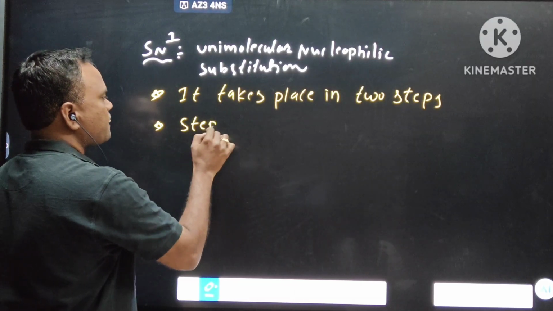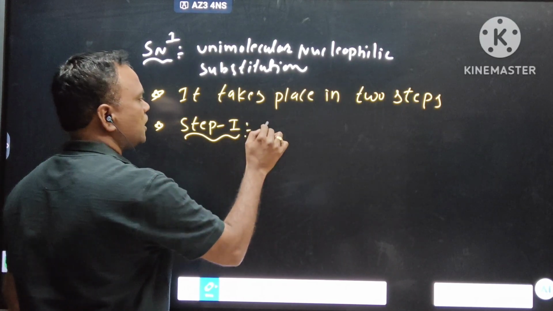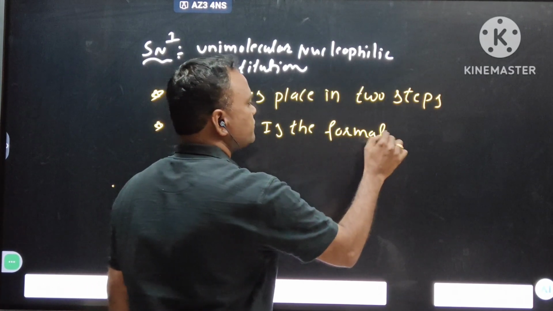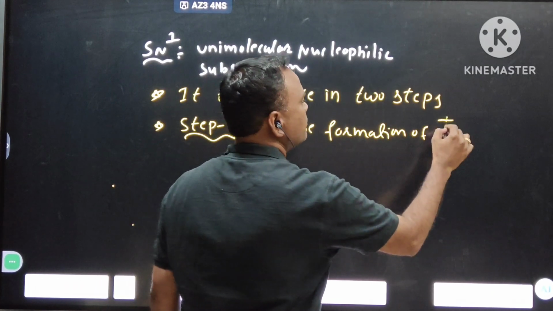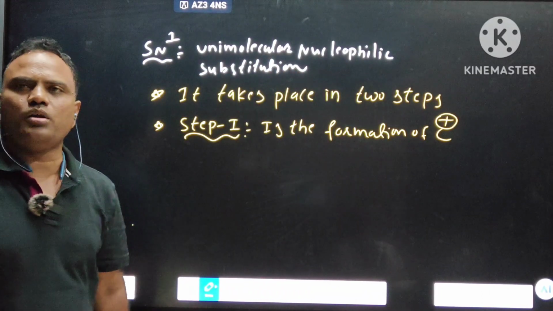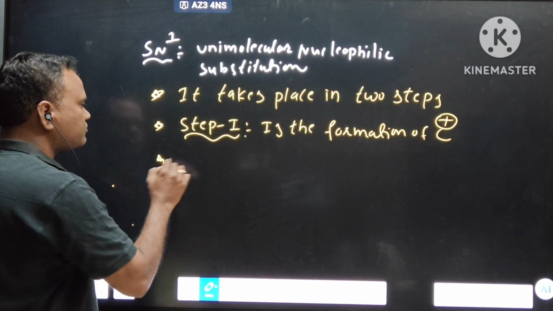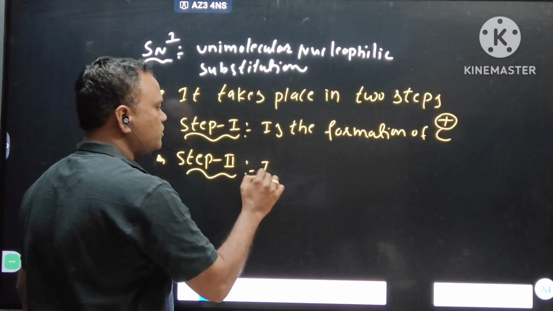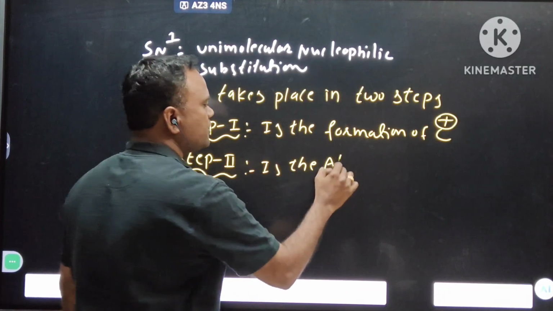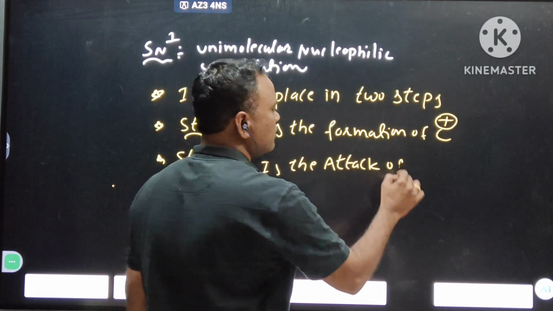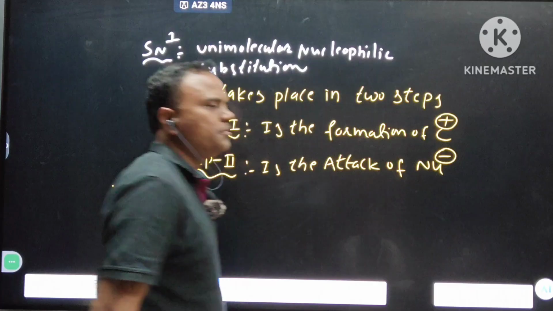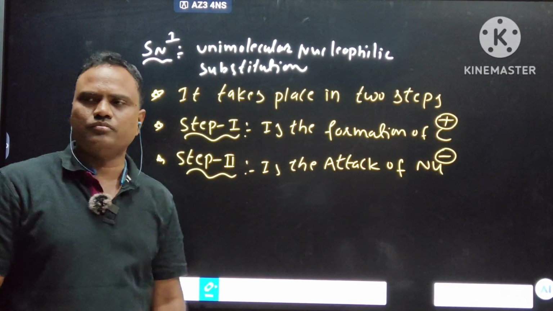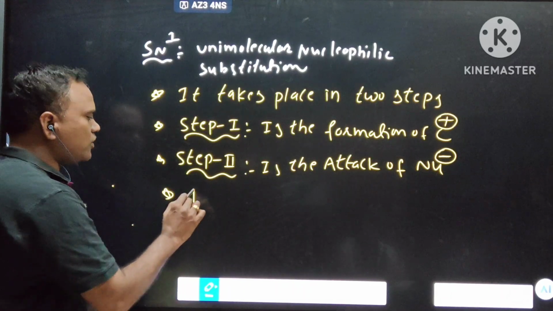Step 1 is the formation of carbocation. Step 2 is the attack of nucleophile. Right? Next, the rate of SN1.